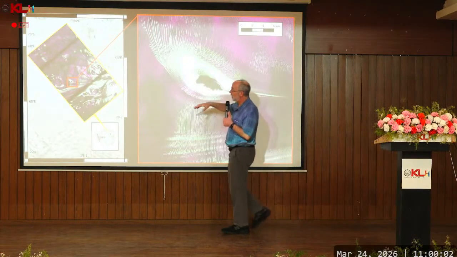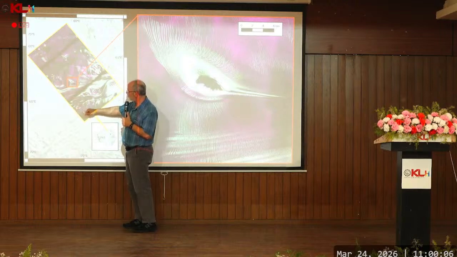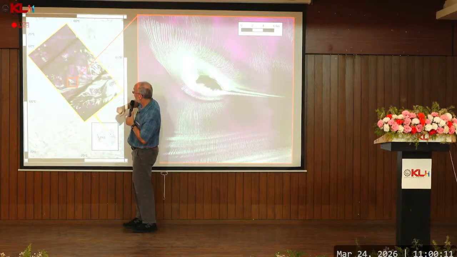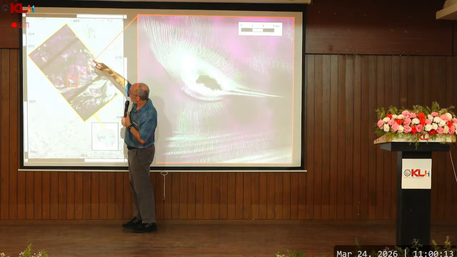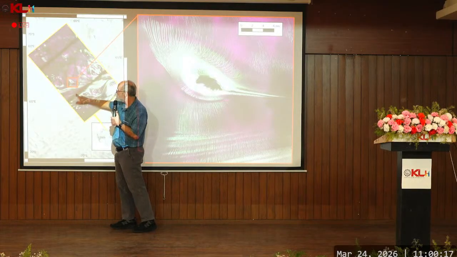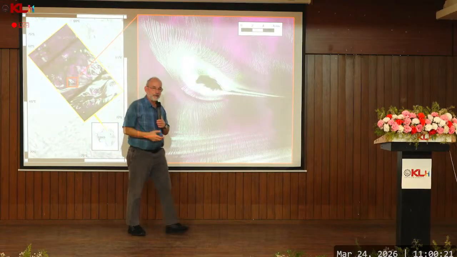This is an early image we took of one of the ice streams in Antarctica. I don't know the name of it. This is the full 240 kilometer swath. You may recognize here and here the black band.